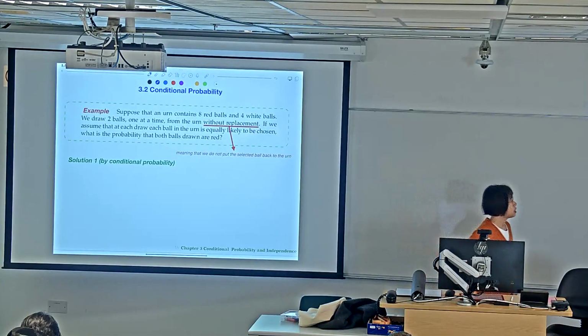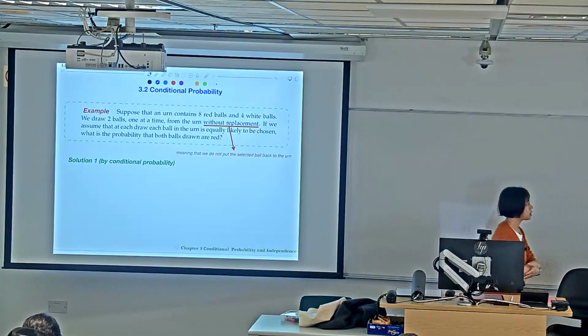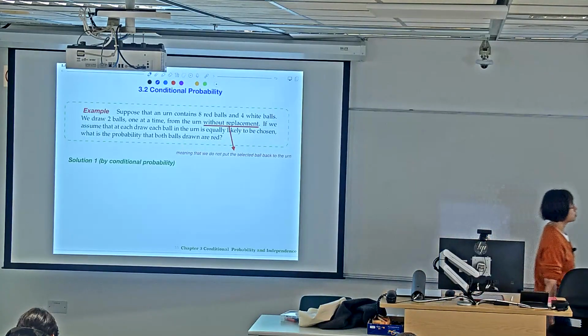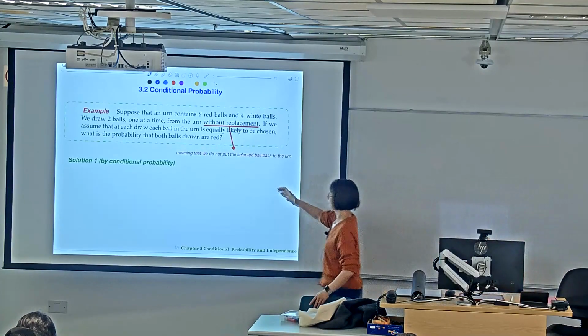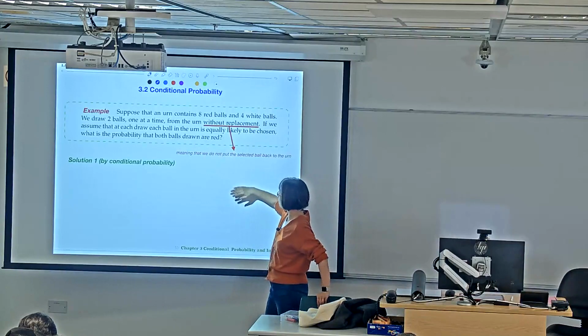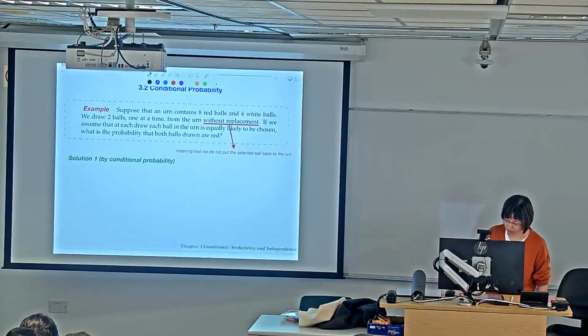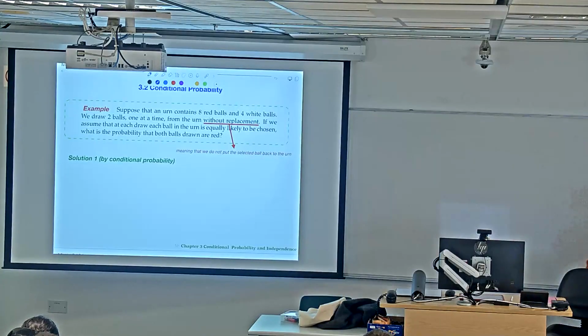The first example is, suppose that an urn contains 8 red balls and 4 white balls. We draw 2 balls, one at a time, from the urn without replacement. Usually we'll mention with or without replacement in drawing balls in this kind of experiment. Without replacement means that when you take out one ball, you will not put the selected ball back into the urn. If we assume that at each draw, each ball in the urn is equally likely to be chosen, what's the probability that both balls drawn are red?